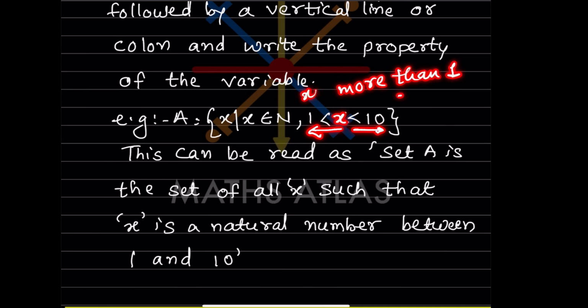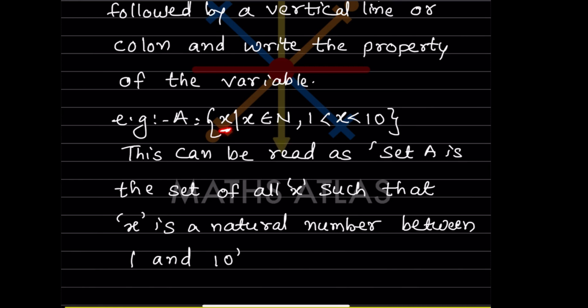X is more than 1, and then it is less than 10. Hope this is clear. So how can you read this one? We can say set A is the set of all x.